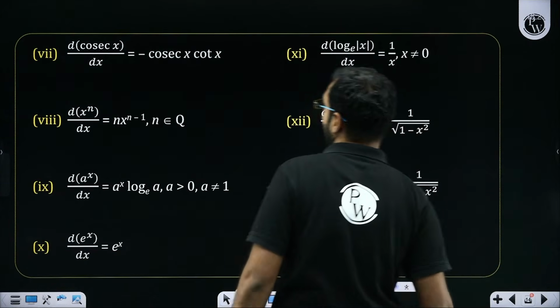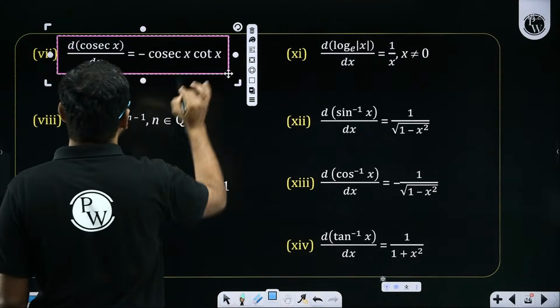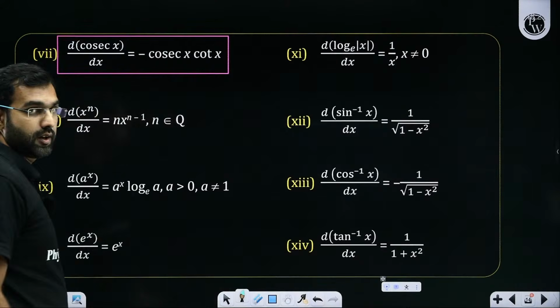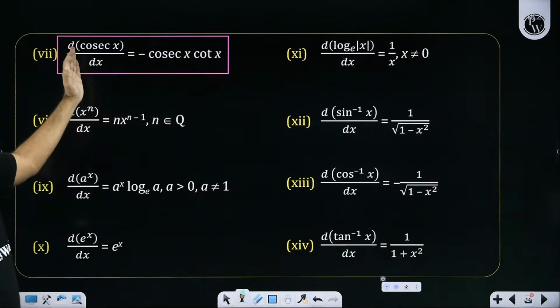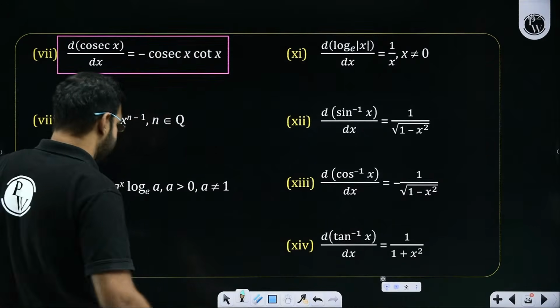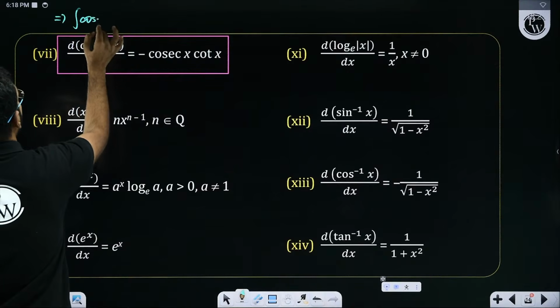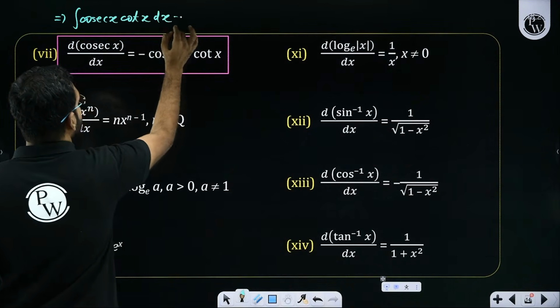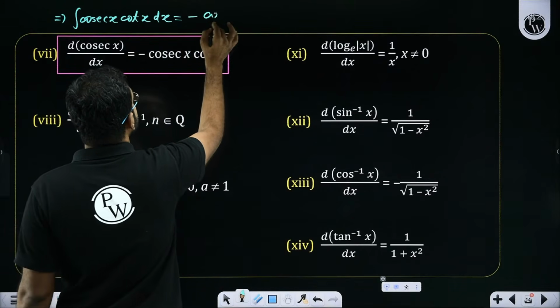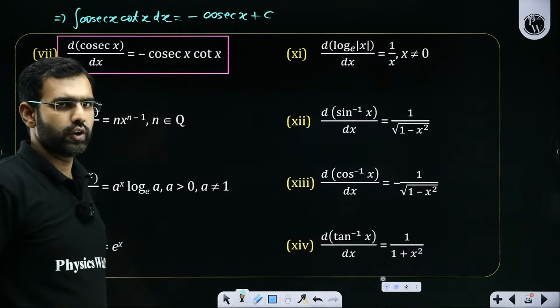The story doesn't end here, it actually begins. Derivative of cosec x is minus cosec x cot x. Remember, for sec it was sec x tan x, but for cosec x it will be minus cosec x cot x. So the integration of cosec x times cot x with respect to x will be minus cosec x. Plus c will always be there. Even if I forget, you should remember it.